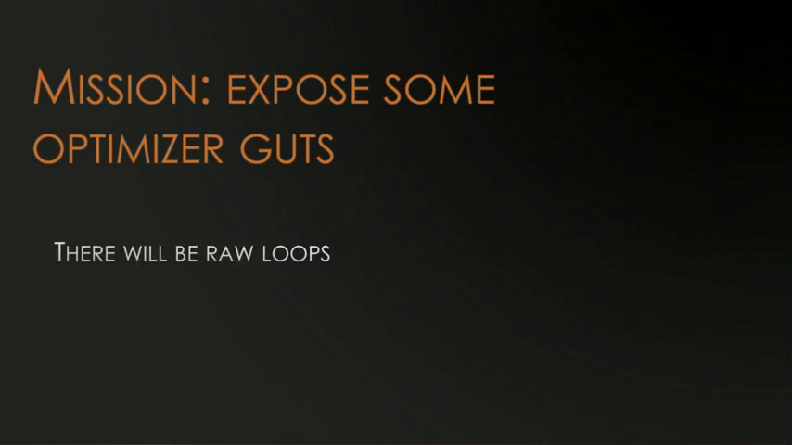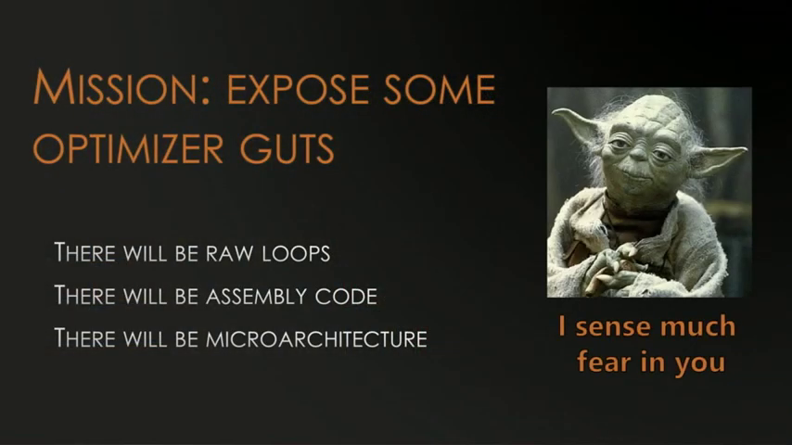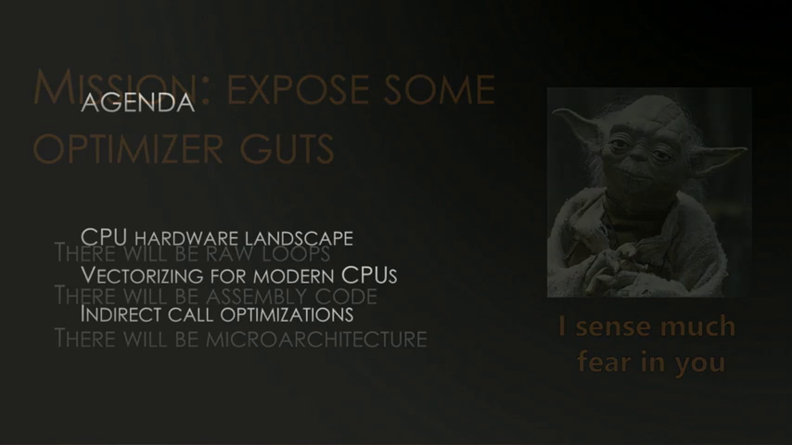It's going to be a pretty low-level talk. This is going to be a little bit different than what the past talks have been. There's going to be raw loops, Sean. There's going to be assembly code. There's going to be microarchitecture diagrams. It's necessary, though, or at least I think it's necessary, to talk about some of the compiler optimizations from the point of view of the hardware. We really need to go into these assembly code microarchitecture type things.